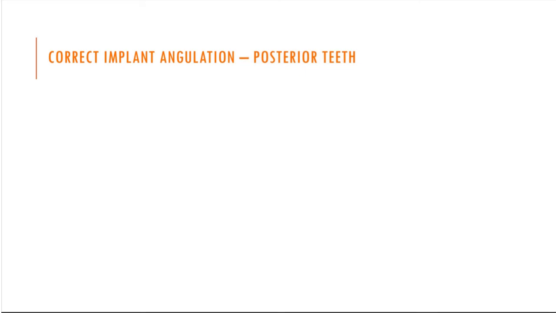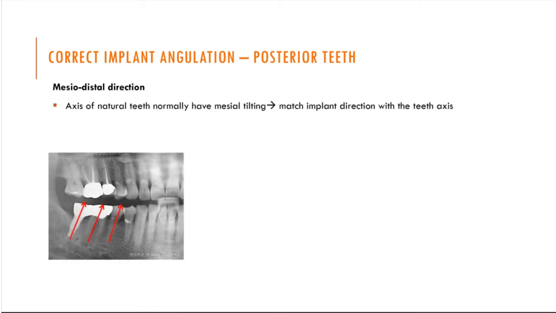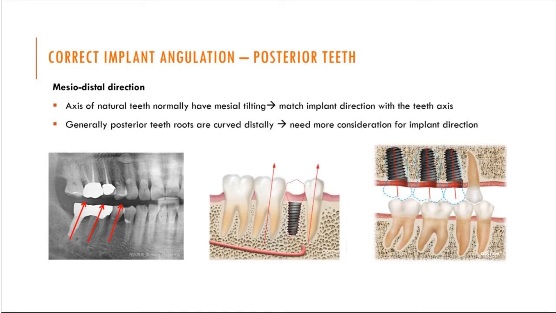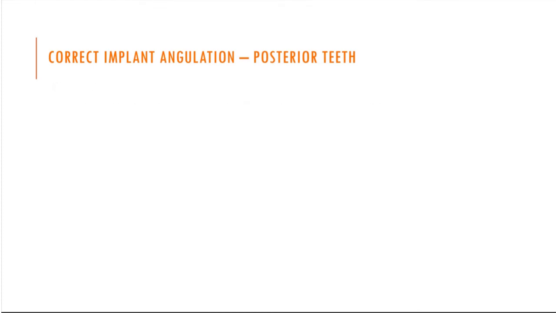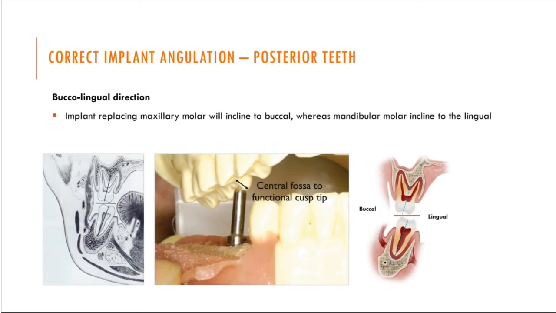For the correct implant angulations for posterior teeth, in the mesiodistal directions, the axis of natural teeth normally have a mesial tilting, so we have to match the implant directions with the teeth axis. And in general, the posterior teeth roots are curved distally, so we need more consideration for implant directions for these teeth. And for the buccal-lingual directions, the implant replacing the maxillary molar will incline to buccal, whereas the mandibular molar will incline to the lingual.